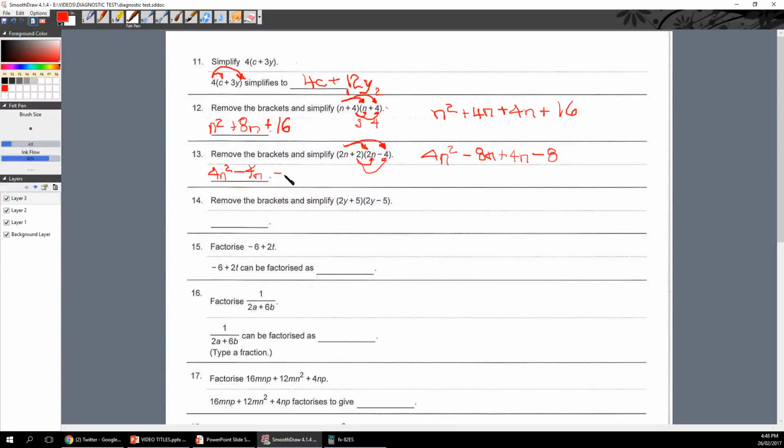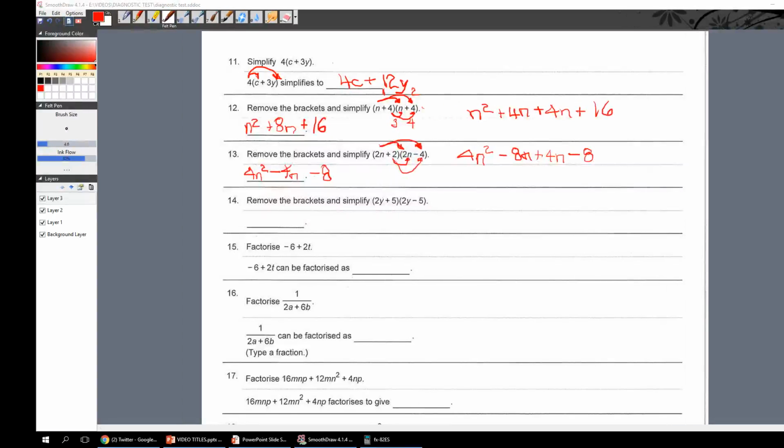And negative 8. That 4 is the funniest looking 4 I've seen today. 4n squared minus 4n minus 8. Yes, that's right. Remove the brackets.